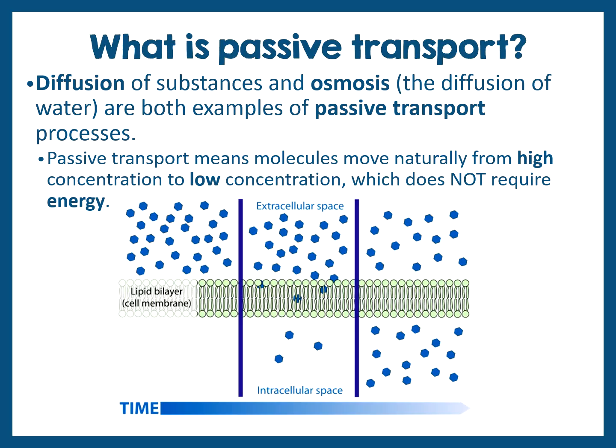So water will move through this process of passive transport. But the movement of water has a very special name. It's called osmosis. While the movement of any other substance down its concentration gradient is known as diffusion.